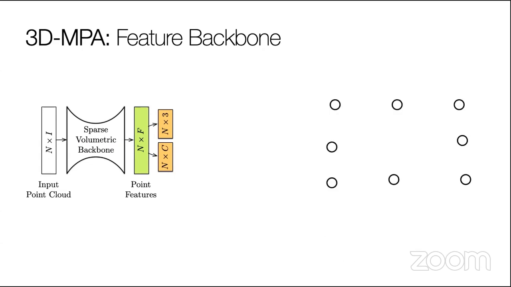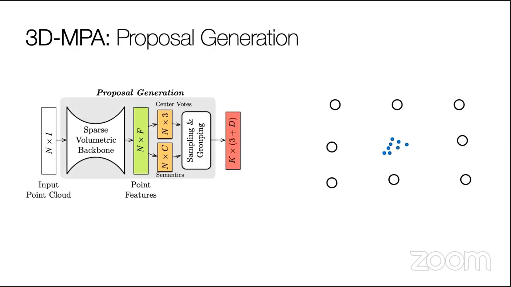Here on the right, we illustrate the center prediction process. Starting from the input point cloud, each point predicts a center, which we show here in blue. Next, we generate proposals by taking k random samples from the predicted center positions and group the points that voted for the same center.